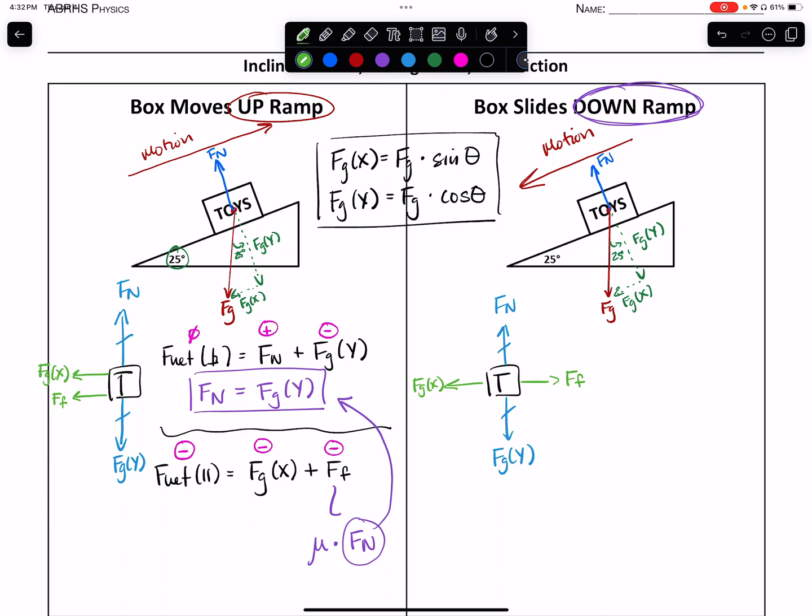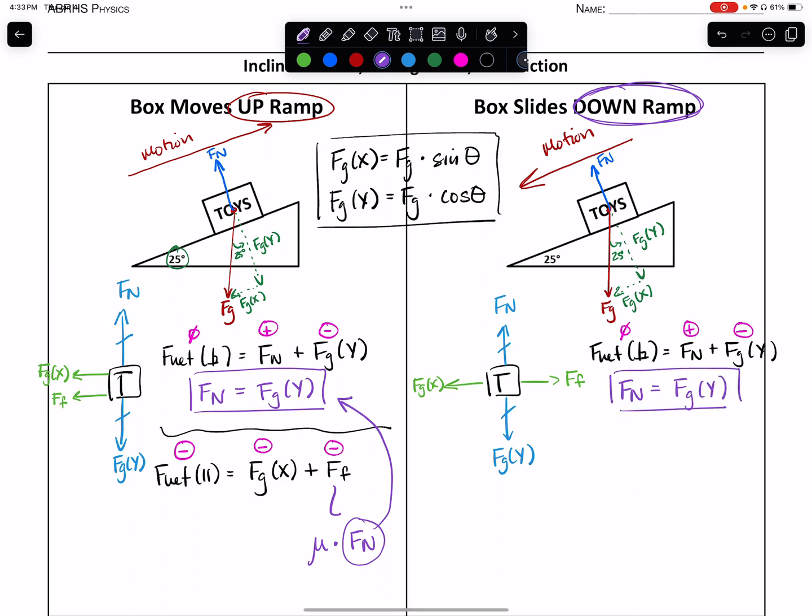Okay, so let's write our F-net equations. So F-net perpendicular is going to be equal to the normal force plus the y component of your gravitational force. Same thing as before, positive for the normal force, negative for that gravitational force, and we're going to have a 0 for our value for F-net. So once again, that normal force must be equal to that gravitational y component.